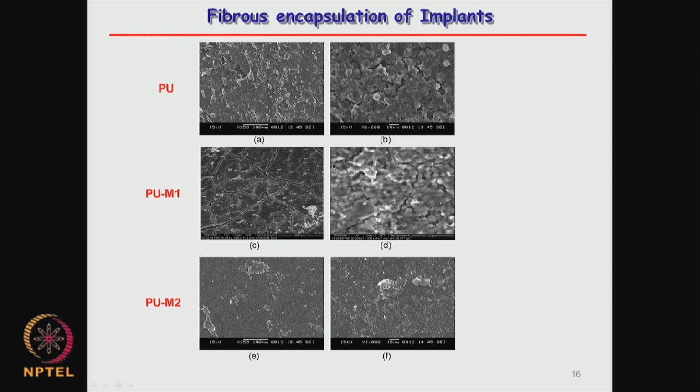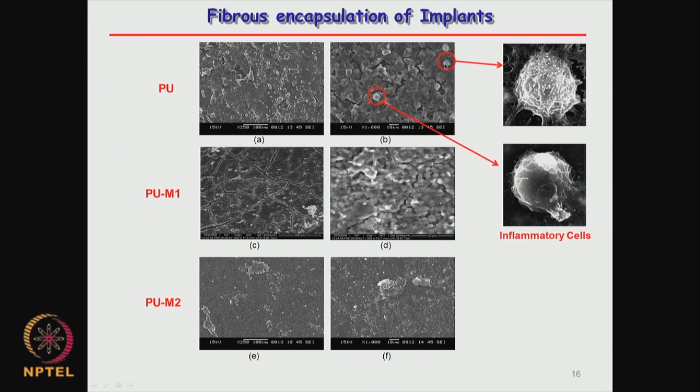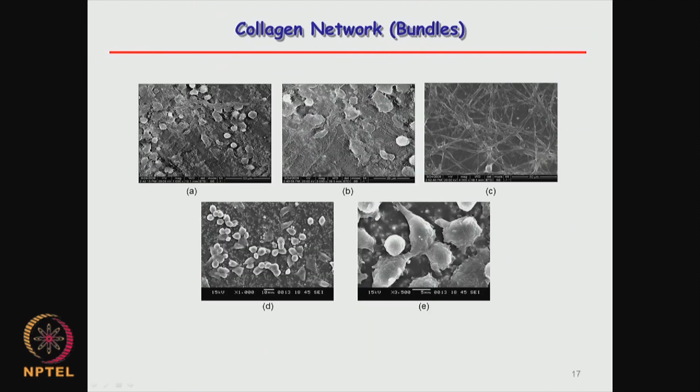Okay. I just want to show some pictures, scanning electron pictures of ours, where we are looking at fibrous encapsulation of implants. You can see this is a polyurethane polymer, this is another polyurethane modified system, this is another polyurethane modified system. This shows you how the fibrous encapsulation of implants takes place. We can see here all these are called inflammatory cells. Okay. Similarly, collagen network bundles are also getting formed on the biomaterial, trying to encapsulate. Okay.